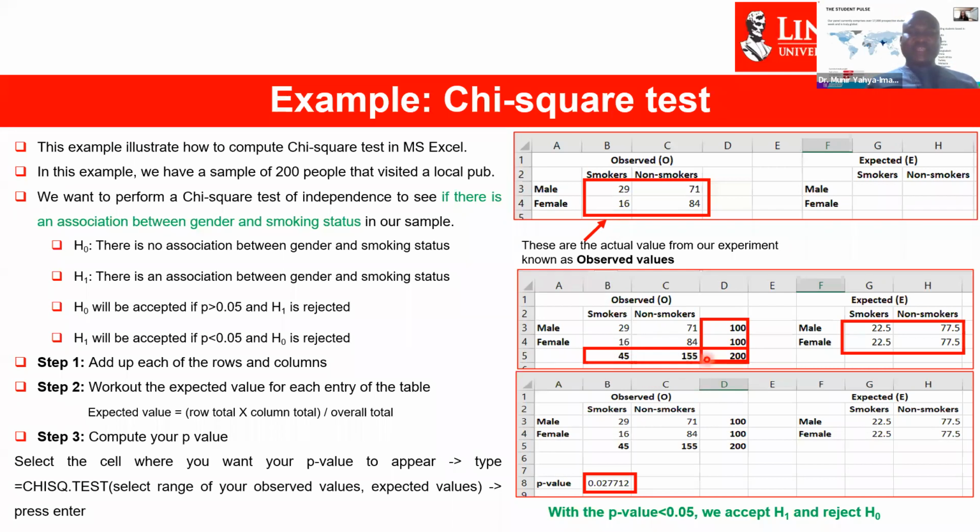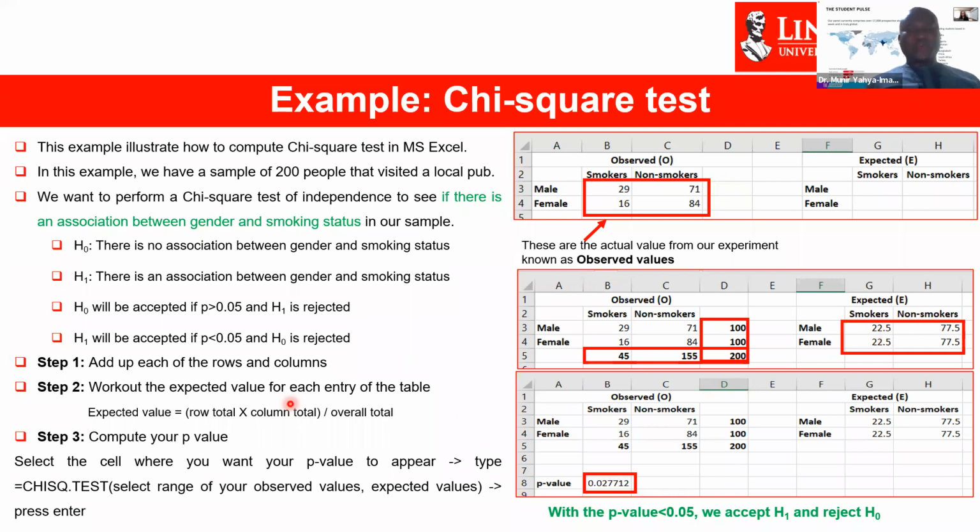After that, you work out the expected value for each entry of the table. And what's the formula for computing this expected value? The formula is just row total multiplied by column total, divided by overall total. So in order to get the first value in here, you need to get the row total for male, which is this, multiply by the column total for smoker, which is 45, then divide by the overall total, which is 200. And when you compute that, you will get 22.5. That is how you will do it for the other entries as well.